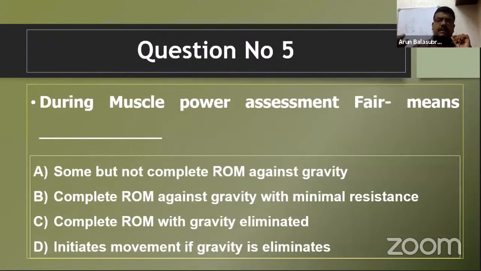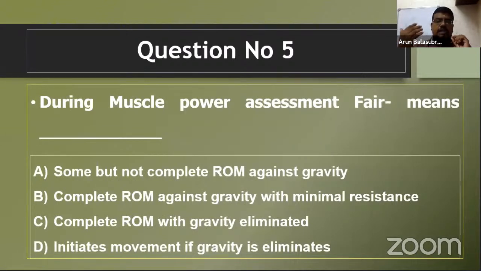During muscle power assessment, fair minus means what? Some but not complete range of motion against gravity. Complete range of motion against gravity with minimal resistance. Complete range of motion against gravity with eliminated position. Initiates movement if gravity is eliminated. So what is that? So fair minus.